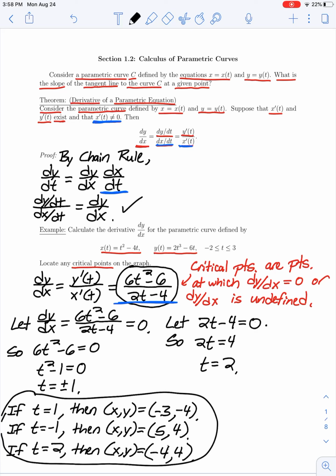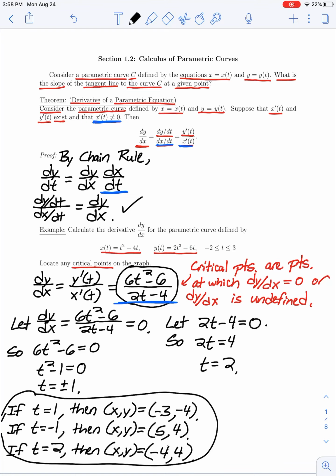So altogether we have 3 critical points. The first 2 are points where our derivative is 0, so we would have a horizontal tangent line on our curve. And the third critical point, when t was equal to 2, has a derivative which is undefined. So on the curve, we might have a vertical tangent line, we might have a sharp corner somewhere in the graph, or a discontinuity at that point where our derivative would not exist.